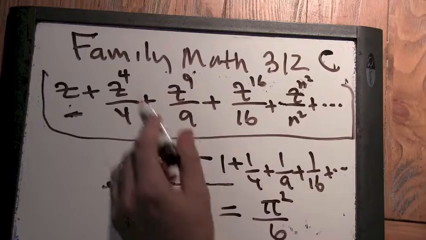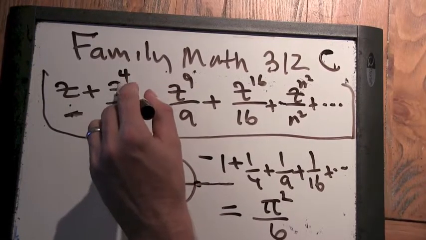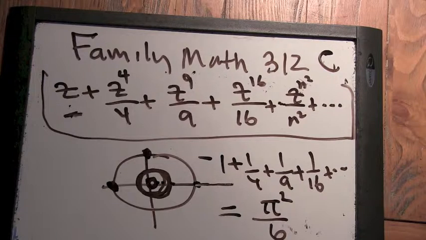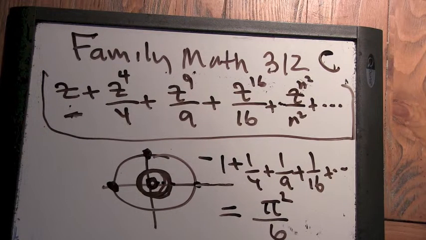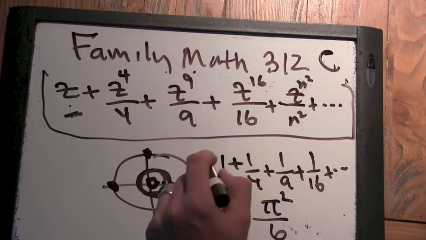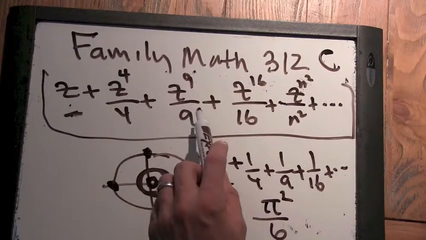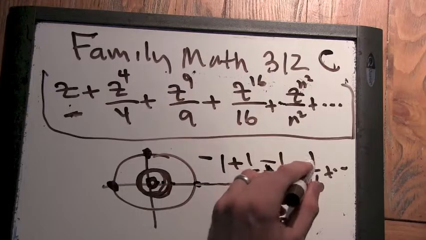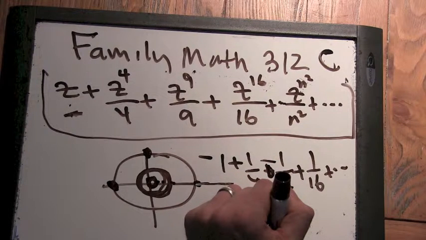Well, let's see. What happens when I put -1 into z to the 4th? What happens when I take -1 to the 4th power? You get 1. Aha, so I get -1 plus a 4th. What happens when I take it to the 9th power? Then you get -1. So -1 plus a 4th, minus a 9th, plus a 16th.